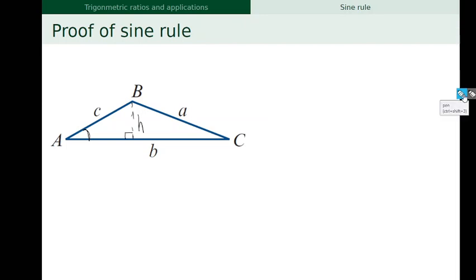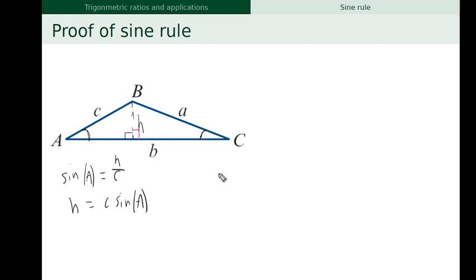Seeing as we've got one right-angled triangle here with that right angle, and then I just change color, we've got another right angle in here. So we've got two right-angled triangles, and we just need to find h. So let's do it. First of all, let's do sine of A. Sine of A is opposite over hypotenuse. So the opposite is h in this case, and the hypotenuse is c. Now let's rearrange for h. So h is c sine A.